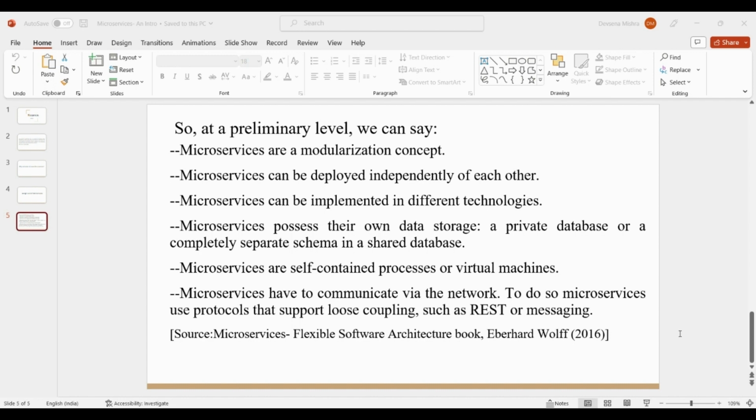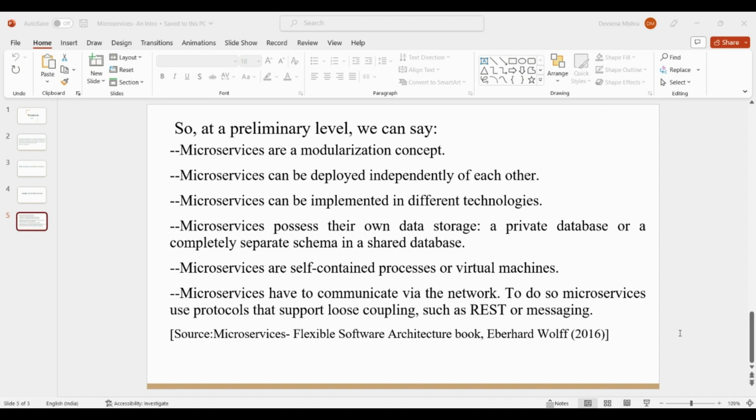Microservices can be deployed independently of each other. Changes to one microservice can be taken into production independently of changes to the other microservices, of course, using CI/CD practices. Microservices can be implemented in different technologies. There is no restriction on the programming language or the platform for each microservice. They can be implemented with a host of frameworks, versions and tools, whether it's Java, Python, C++, Node.js, or .NET.